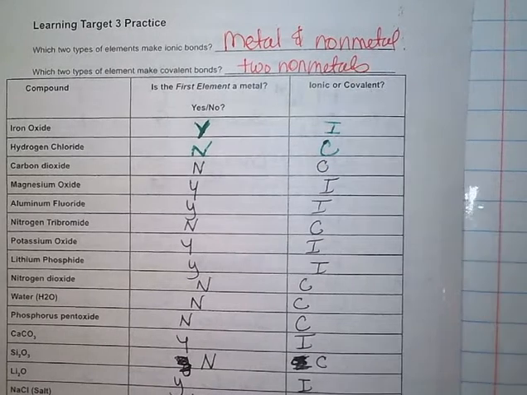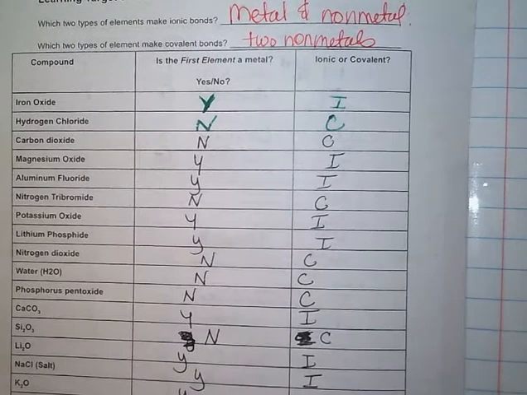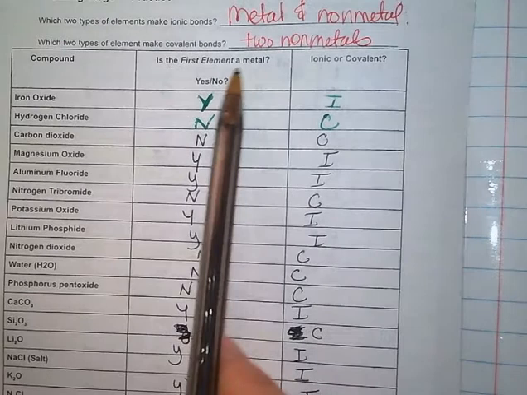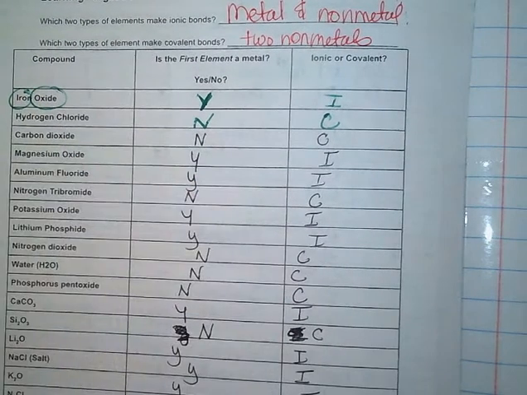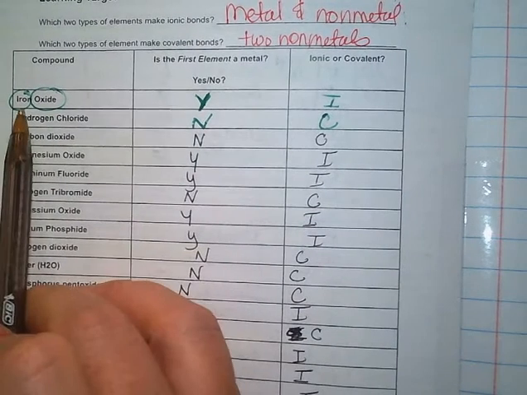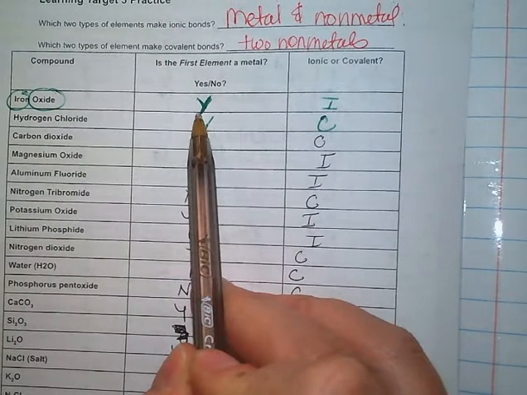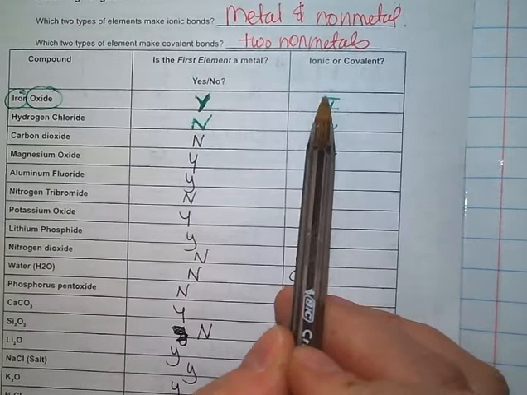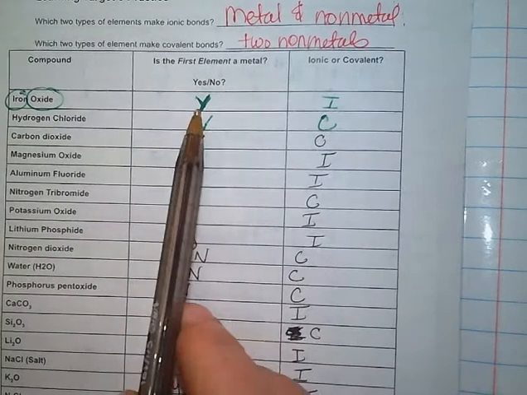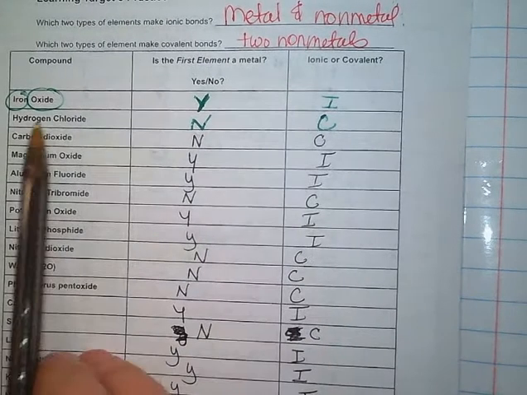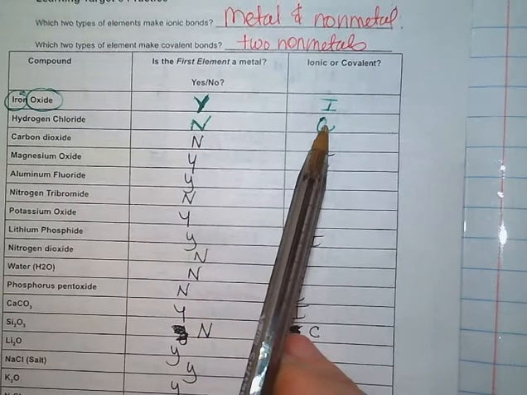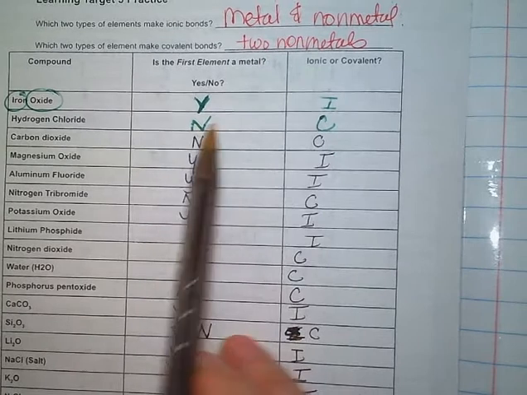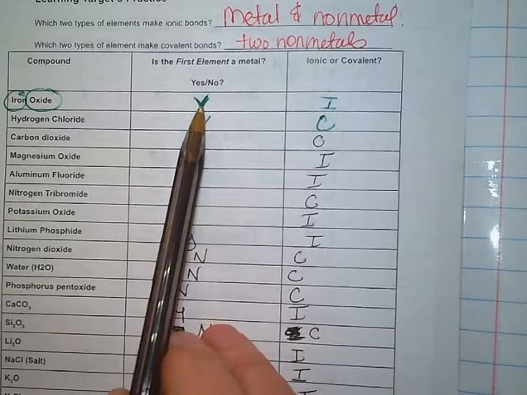And then what we did on this page is all we had to do is, the first element a metal, yes or no. Iron oxide. Iron and oxygen are bonded together. Iron is a metal, so that is a yes. And then if it's ionic or covalent, it's ionic, because if it's yes, it's ionic. Hydrogen chloride. Hydrogen is not a metal, so that's a no. That's a covalent. Anytime you have a no, it's going to be covalent. Anytime it's yes, it's going to be ionic.